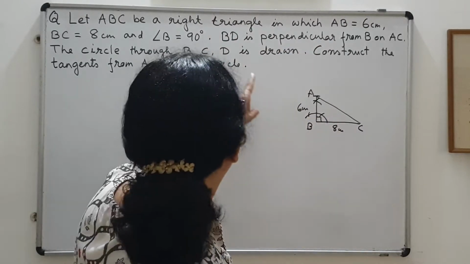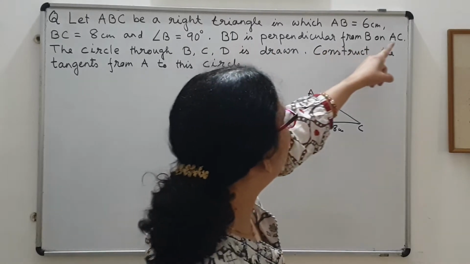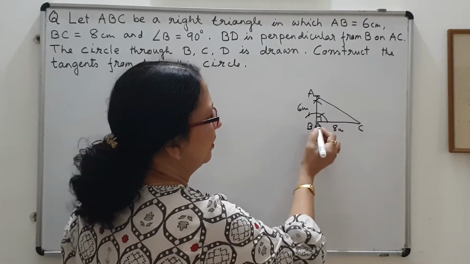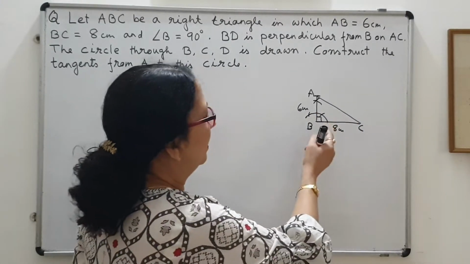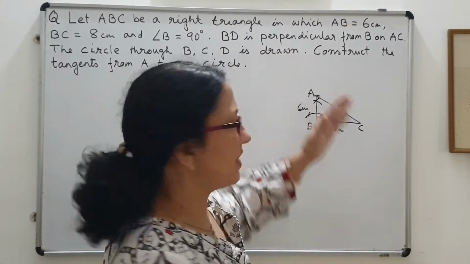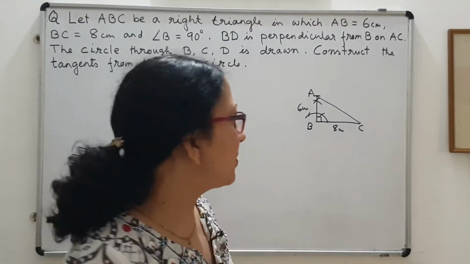Okay. Now what do I have to do? BD is perpendicular from B on AC. That is, from B I have to draw a perpendicular to AC. But if I do this, it will be very clumsy and complicated. If I construct a 90 degree angle, it will be very difficult. So I won't be doing this. I'll do this in an indirect way using the properties or theorems of circle.